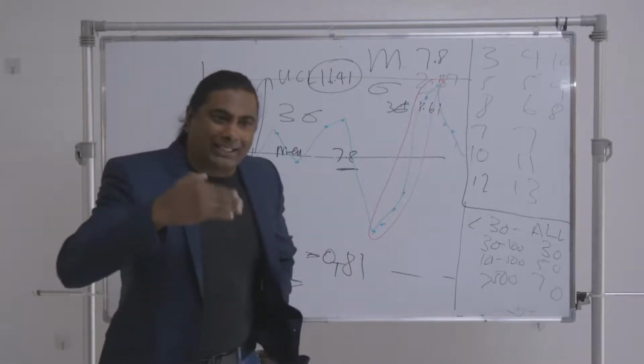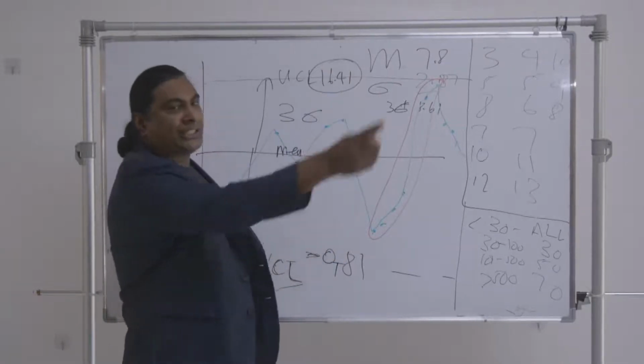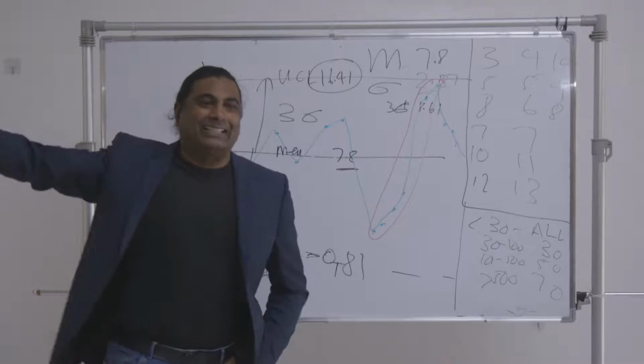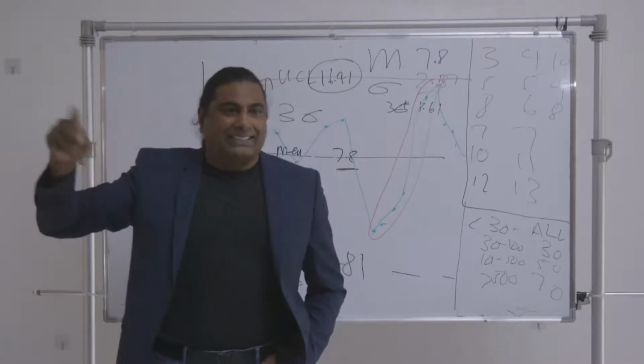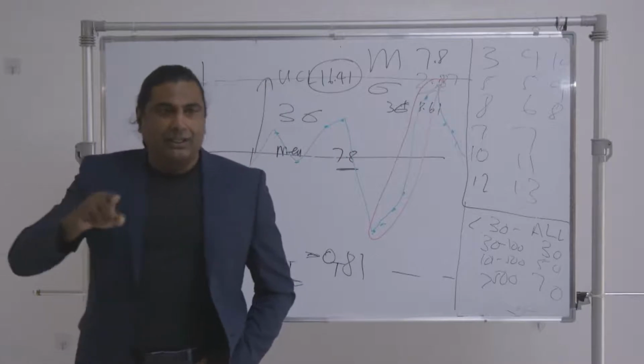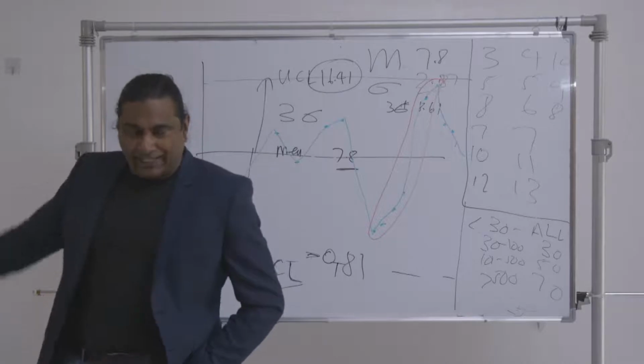Okay, so you understand that upper control limit, lower control limit. Upper control limit is mean plus 3 standard deviations. So it's mean plus 3 times standard deviation. Lower control limit, mean minus 3 times standard deviation.